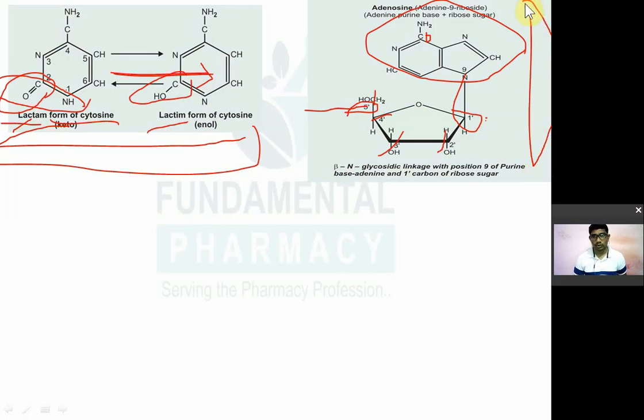Why? A nucleoside has two components. First one is the nitrogenous base and second one is your pentose sugar. So at this fifth carbon atom known as 5 dash, there is a formation of a phosphodiester bond. Phosphate will be attached here later, and what will this become? A nucleotide. So here there is a beta-N-glycosidic bond.